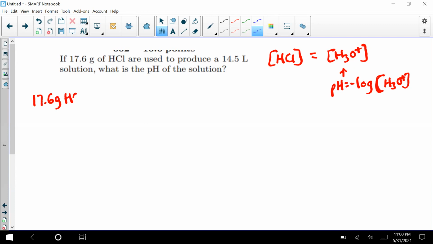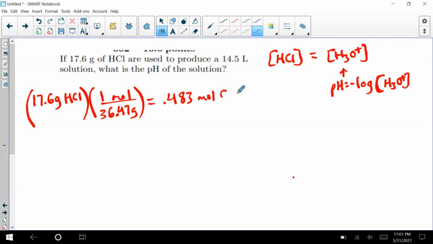So let's turn our grams into moles. 17.6 grams of HCl, 1 mole over, let's see, 35.45 is Cl plus 1.01, 36.46 grams. This gives us 0.483 moles of HCl. And if we take our moles and divide it by our liters, that's going to give molarity.